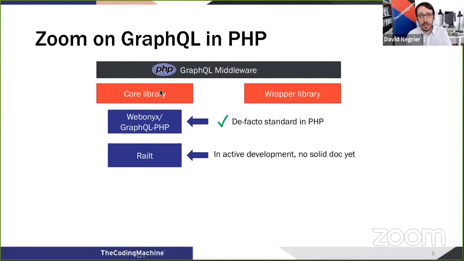In PHP, if we have a look at core libraries, there are not that many of them. There are actually 2 right now. There is Webonyx, which is the de facto standard in PHP. Almost everybody is using Webonyx. And then there is a newcomer that is called Railt, which is developed by some Russian guys. It's in active development. It looks really promising. There is no solid documentation yet. So right now, if you need a core library, definitely go to Webonyx, but keep an eye on Railt. There were more libraries here in the past. There was one that was called Youshido that has been abandoned in favor of Webonyx. So right now it's pretty much Webonyx if you want a core library.